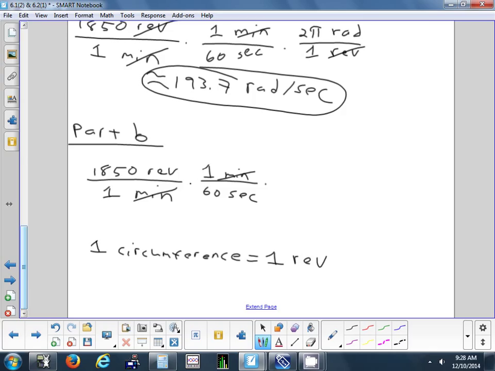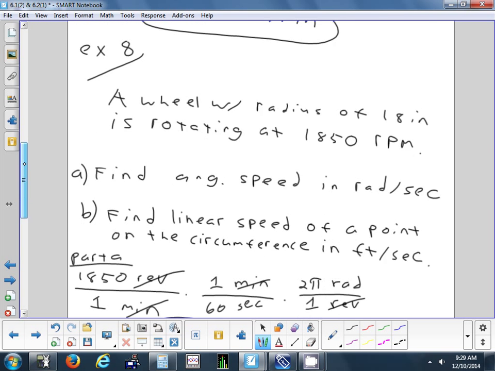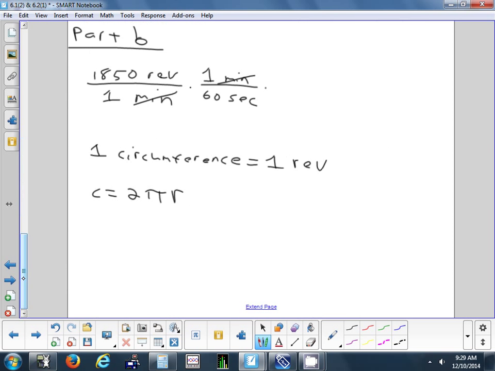Right, so let's do what Marina just said. Let's find our circumference. And once we have that, that's equivalent to a revolution. So what was our radius? 18 inches.